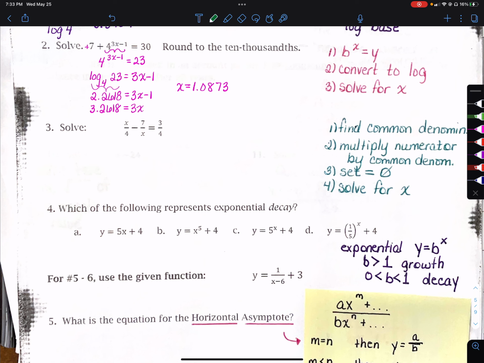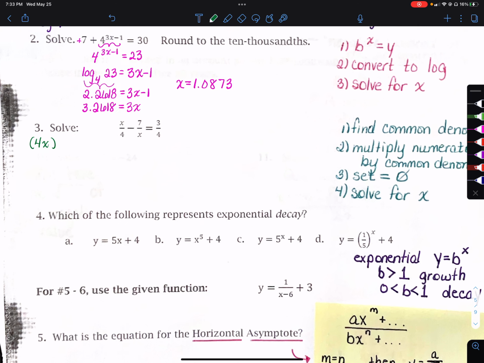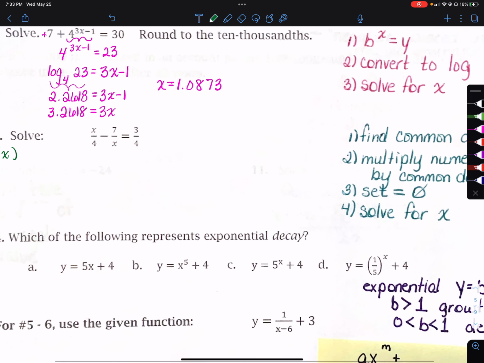Okay, so the next one that we are going to do here is solving a rational expression. Solving a rational expression, first we need to find that common denominator, which in this case is 4x. Now we're going to take that common denominator and we're going to multiply it to everything in every numerator. So there's 3 fractions here, and because it's an equation, whatever we do to one part, we have to do to the other. So I'm going to multiply this first term by 4x, this second term by 4x, and this third term by 4x. Okay.